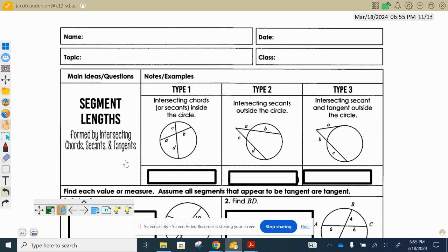You're not really going to see them any other way, but if one of these questions pops up on the semester test, which they will, we're going to need to know how to solve them. So let's start by writing down their formulas.